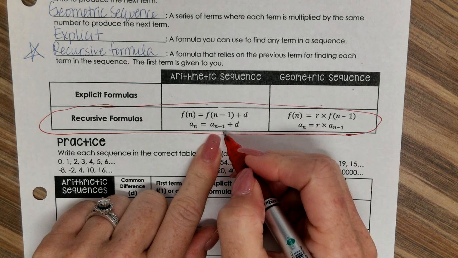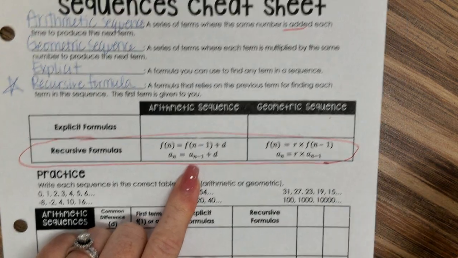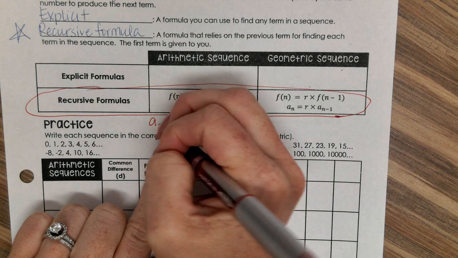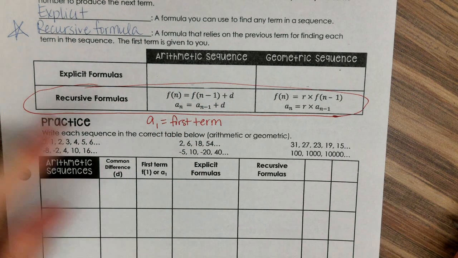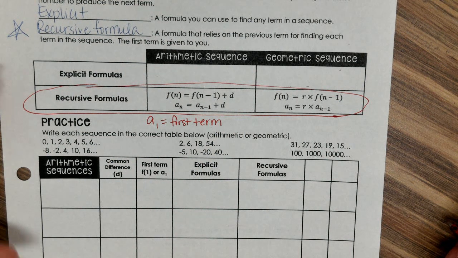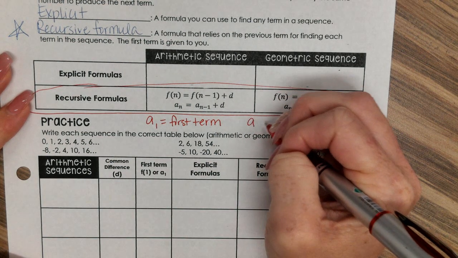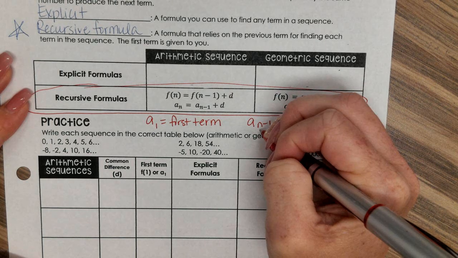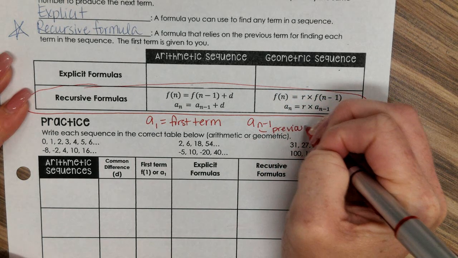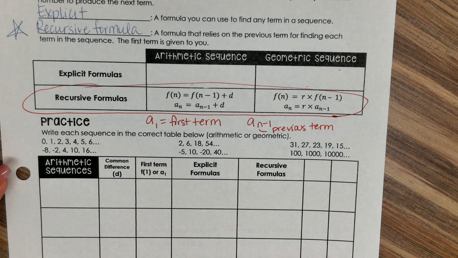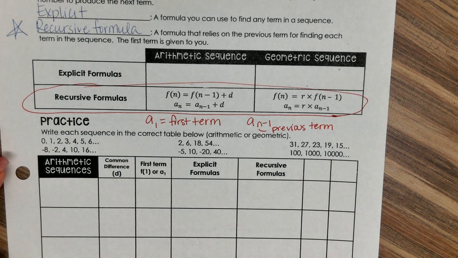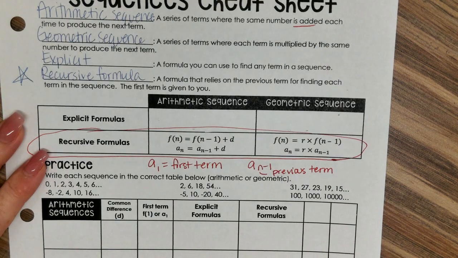A sub 1 means the first term. Where can we write that at? If you see this, that just means what is the first term in the sequence? And if you see this, a sub n minus 1, this means the previous term in the sequence. And I know this sounds confusing, but I promise you'll catch on. It's super easy. All right, so I'm going to say it again.